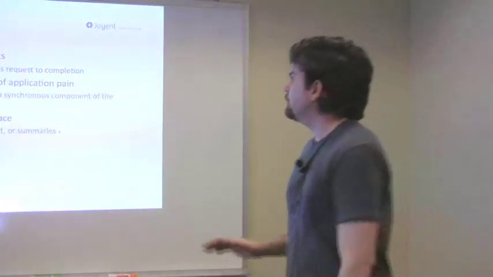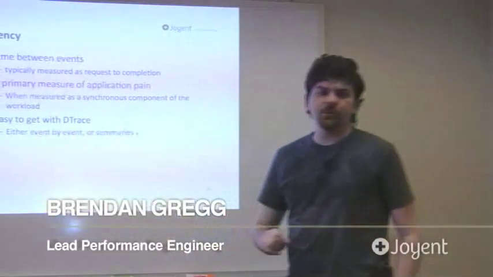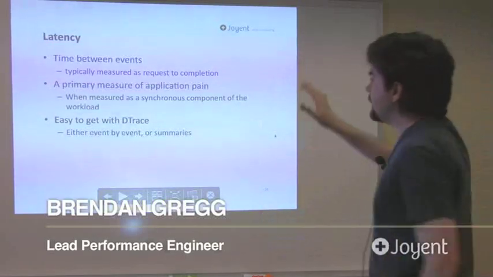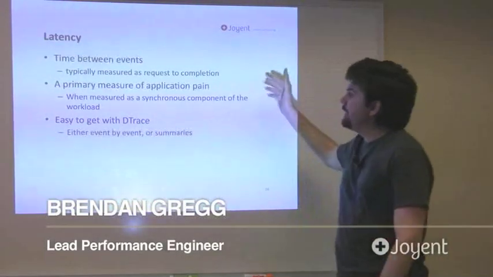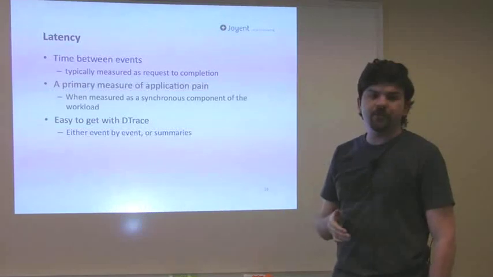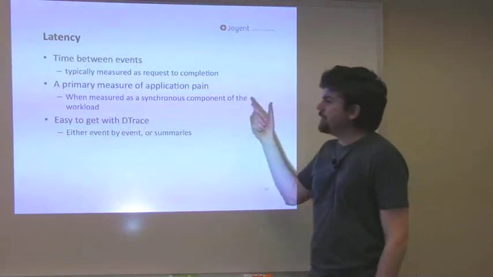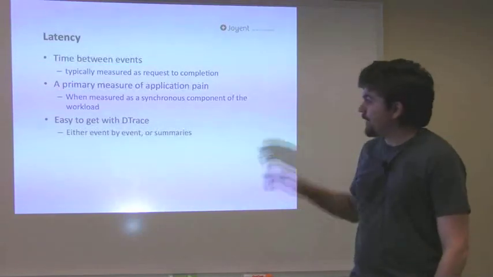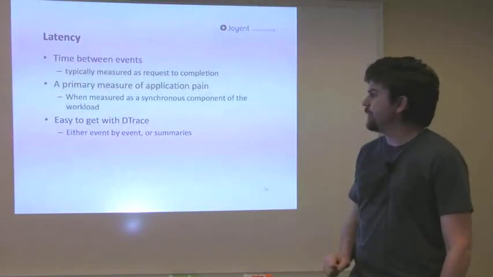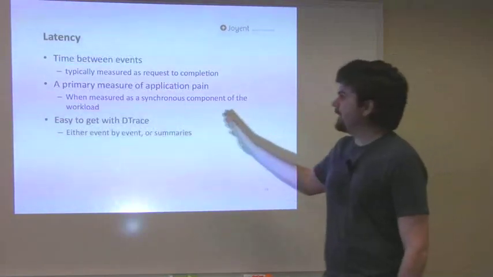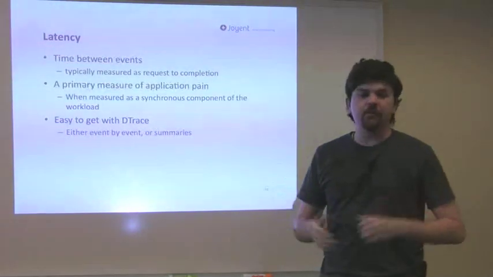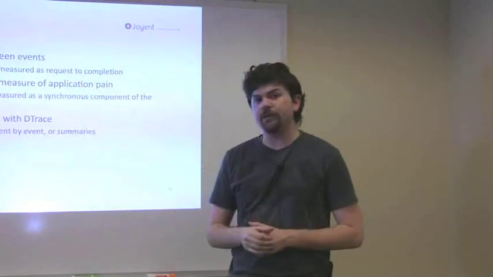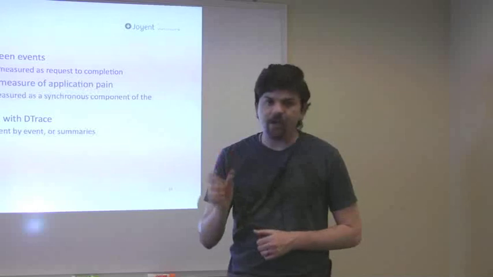And something that is important to measure is latency. Latency is the time between events, typically measured as the time from request to completion. It's important because it's a primary measure of application pain, when measured as a synchronous component of the workload. So for example, for a MySQL query, if I'm able to measure latency as a component of the query time, it is a primary measure.